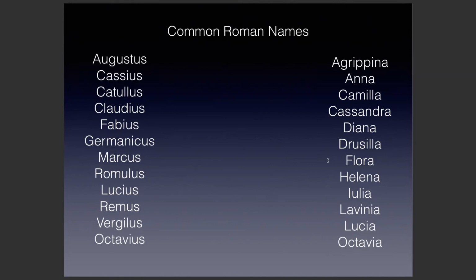Lavinia. Lavinia is actually the name of Octavius's wife. Lucia, right? Lucius, Lucia. It's the female version of that name. Octavia, or Octavia in English today, right? You may realize that the number 8 is hidden inside of that name. Octo, like an octopus. An octopus has 8 legs. Octo means 8.